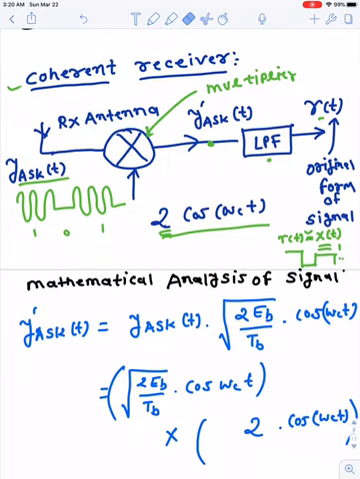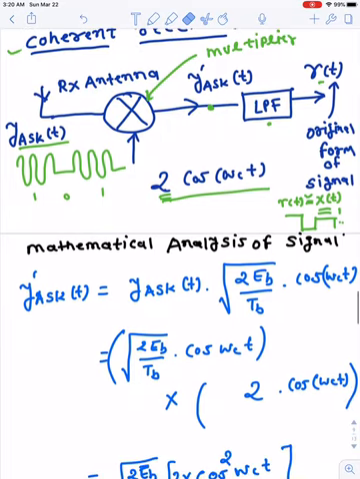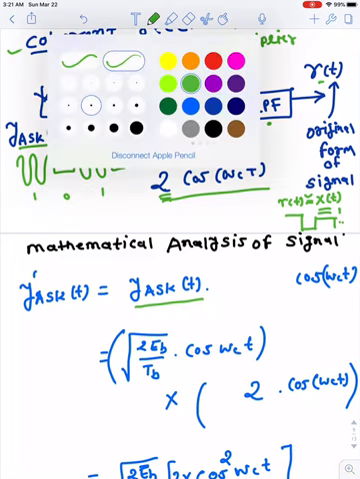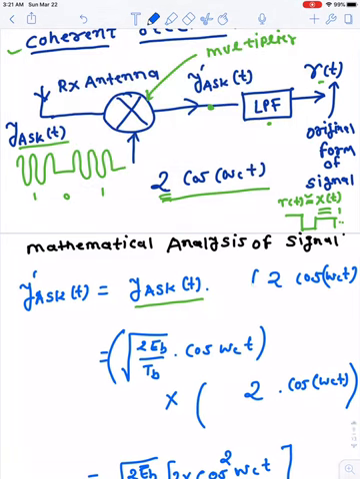So let's assume the signal which is received at the input of the receiver antenna is Yask of t, right? And it is multiplied with 2 cos omega ct. It's a simple multiplication with 2 cos omega ct, right? So this signal Yask of t is this one, and this 2 cos omega ct is where it is multiplied. This operation is performed by this multiplier.